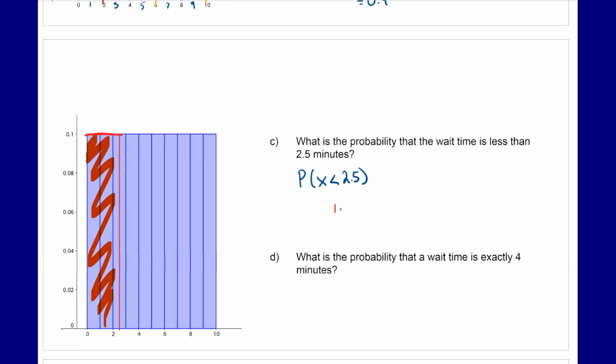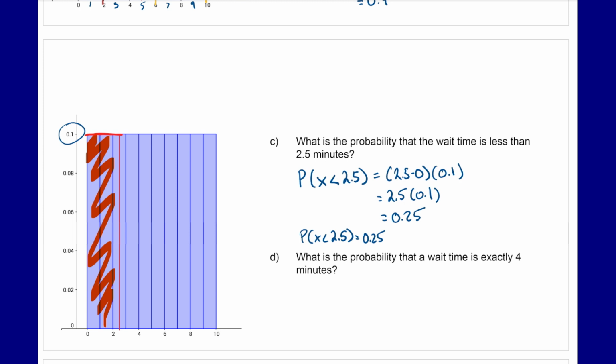So in this case, area is length times width for this rectangle. So we have 2.5 minus 0 to figure out the length along the bottom, multiplied by the probability, which is uniform for any wait time, 0.1. 2.5 times 0.1 is 0.25. So therefore, the probability of having a wait time less than 2.5 minutes is 25% or 0.25.